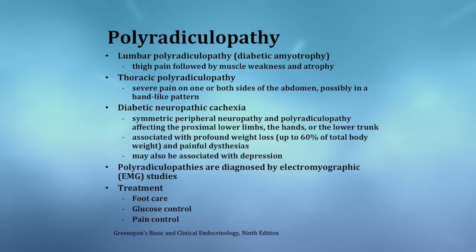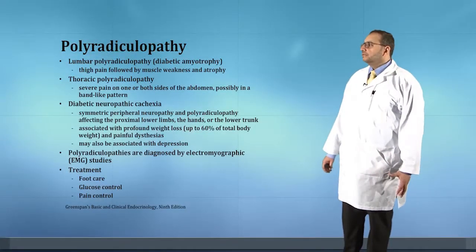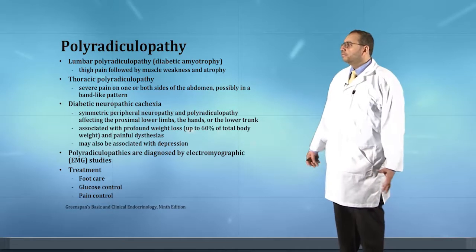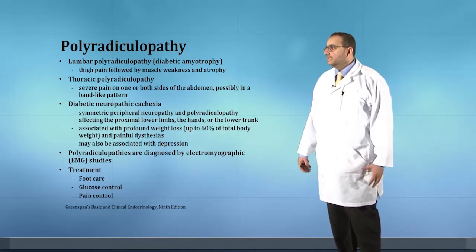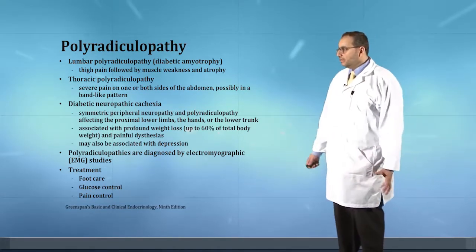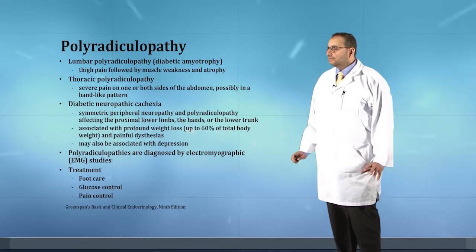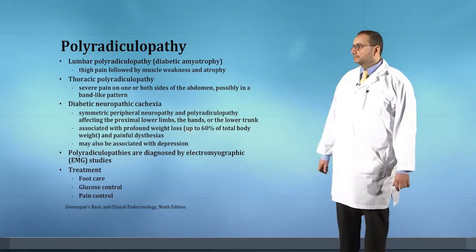Thoracic type, he will complain of a band around his abdomen, and this band will always have pain and will always have numbness in it. Diabetic neuropathic cachexia is a systemic peripheral neuropathy affecting both proximal lower limbs, hands, and lower trunk. It's associated with profound weakness and weight loss, and painful dyskinesia, which will be associated mainly with depression.